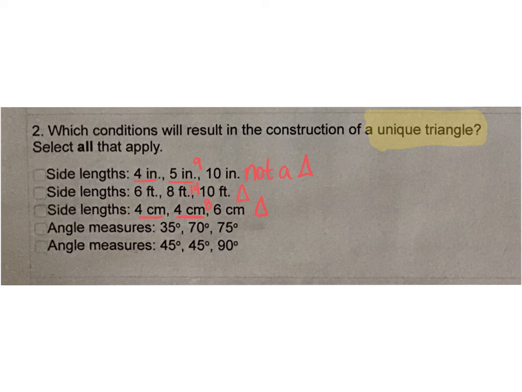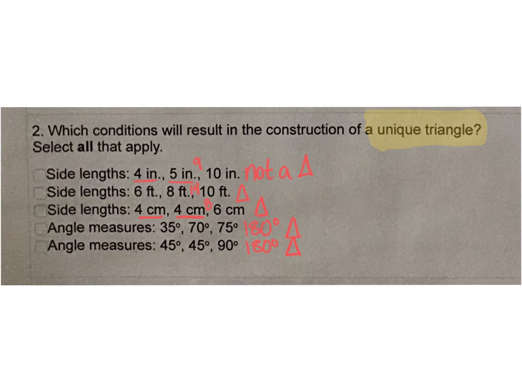So very quickly, y'all have the calculators. Does 35, 70, and 75 add up to 180? Yes. So that is a triangle. Okay. What about 45, 45, and 90? So that is also a triangle. Pause right there for just a second.